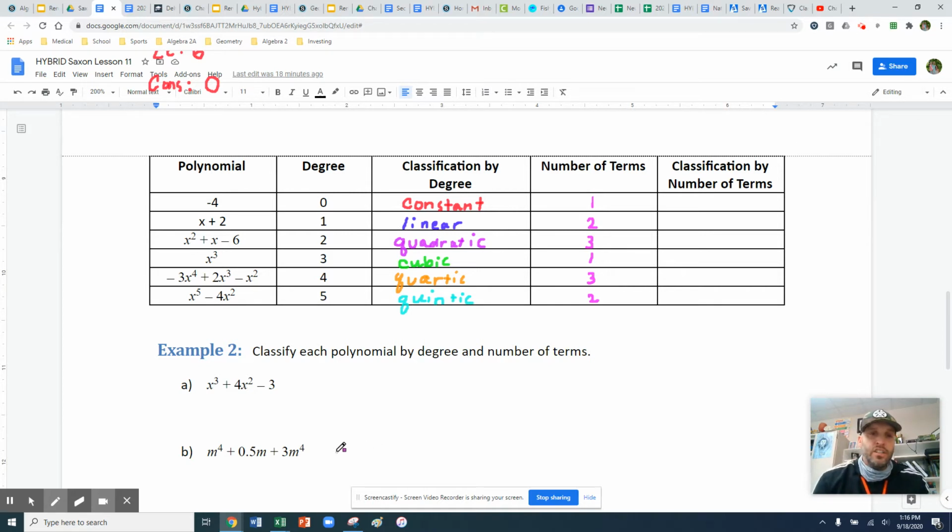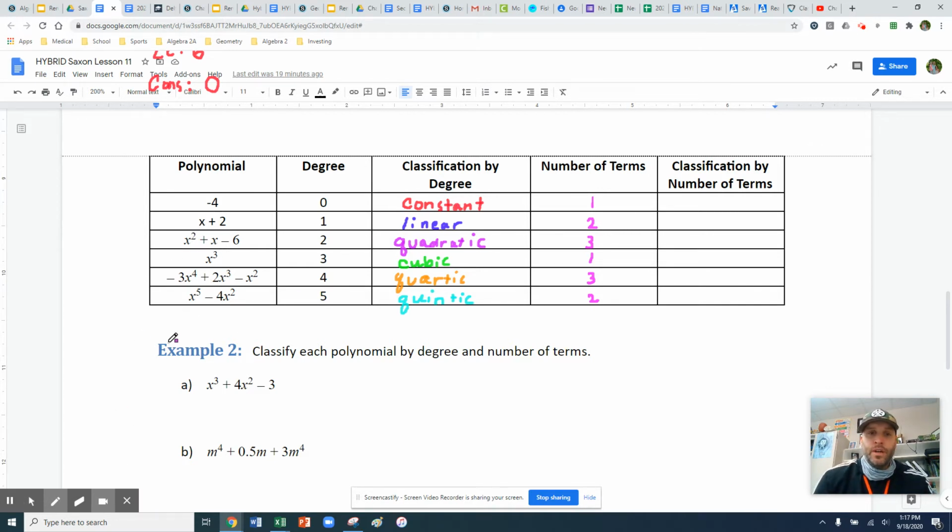So in classifying, you need to know two things. You need to know what the degree of the polynomial is, and then how many different terms it has. Because remember, we will combine any of the like terms to make one single term. If your polynomial does not have a variable, it's just a number, that means it has a degree of 0, which is a constant.